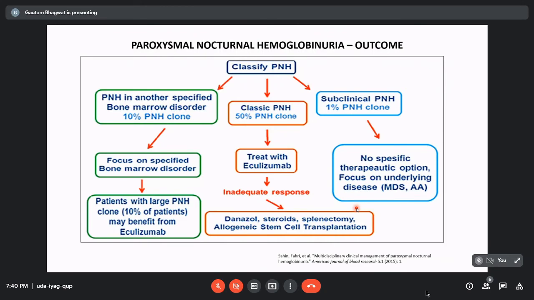What are the outcomes for this PNH patient? A classical PNH with a major clone has a treatment option, and if there is inadequate response, we can go with other treatments. For subclinical PNH, usually there are no specific therapeutic options, but we search for any underlying disease, if any, for example MDS or aplastic anemia. If we already know that there is a bone marrow disorder present, then we try to treat the bone marrow disorder. But if a large clone is present, then again eculizumab is helpful in treatment.